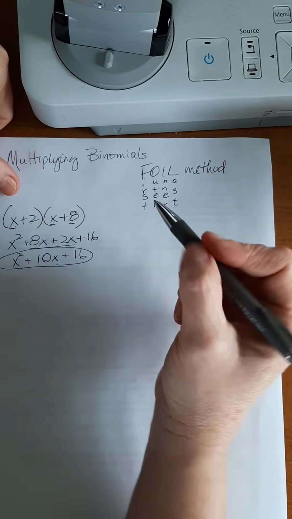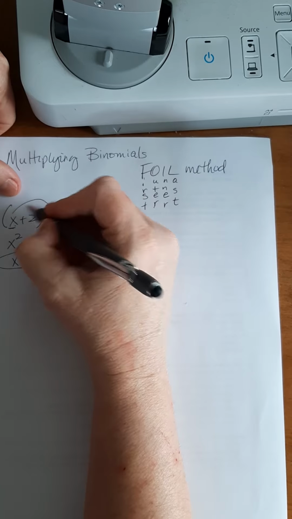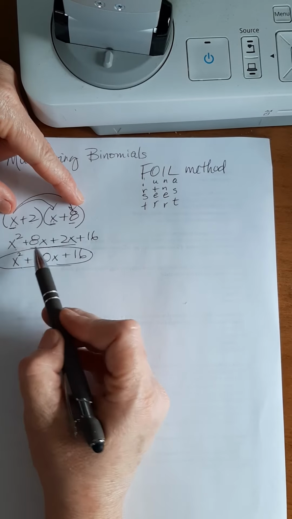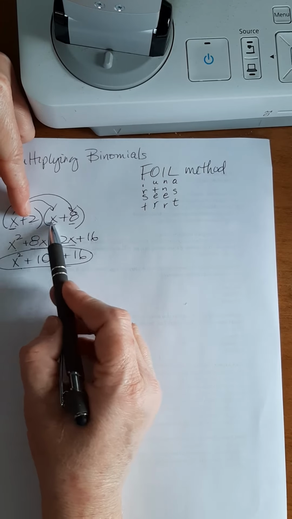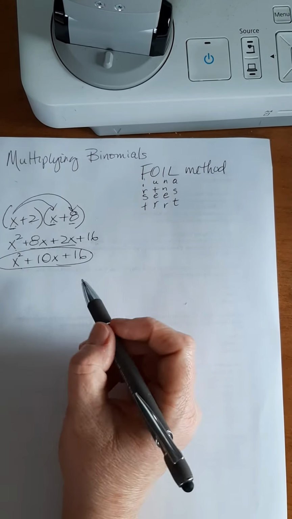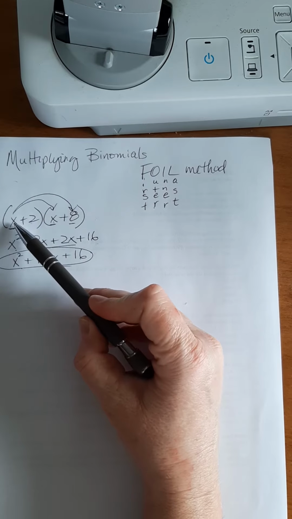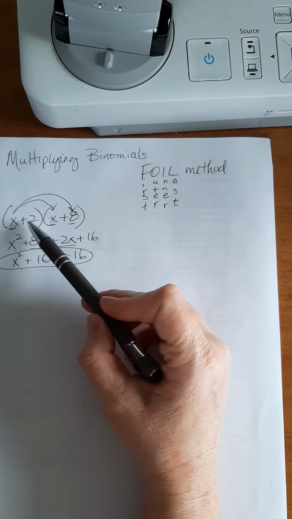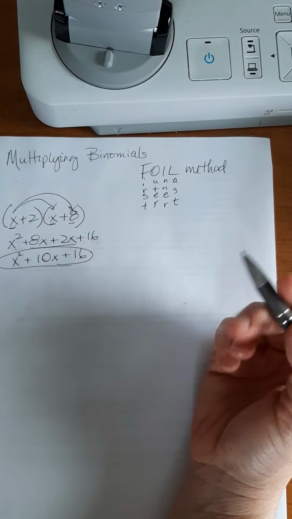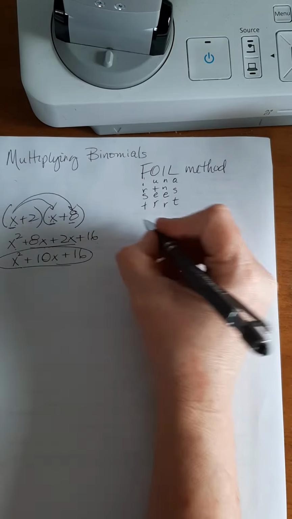Now basically notice all you did was you distributed the x to both terms. Then you distributed the positive 2 to both terms. So that's what I was talking about. If you want to consider it basically distributing each term through, you can do it that way or the FOIL method. So let's do another one.